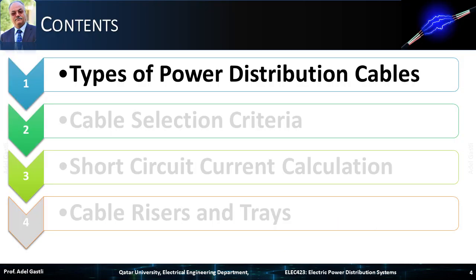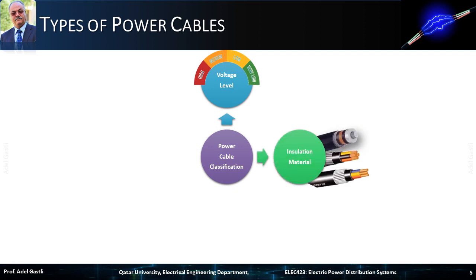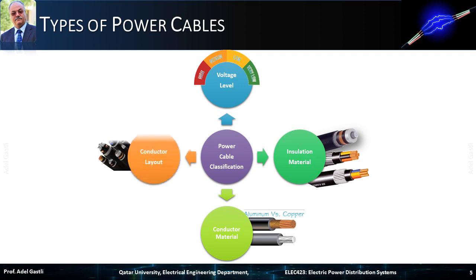So, I will start presenting the main types of power cables and their classifications. In general, power cables are classified based on their voltage levels, which are low, medium, high, or extra high voltage levels; their type of insulation material used around the conductors; the conductor material, such as copper and aluminum; and the conductor construction and layout.